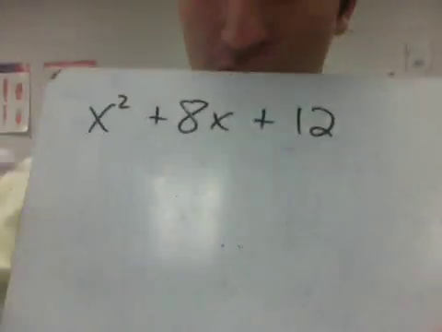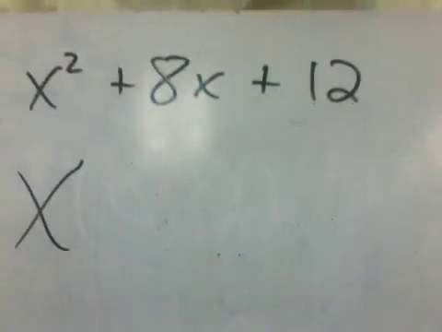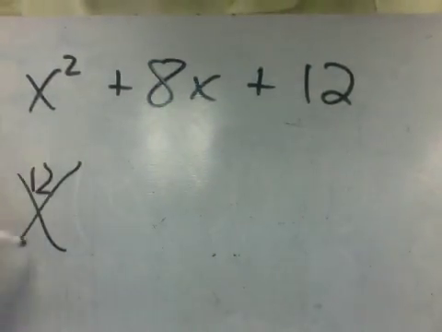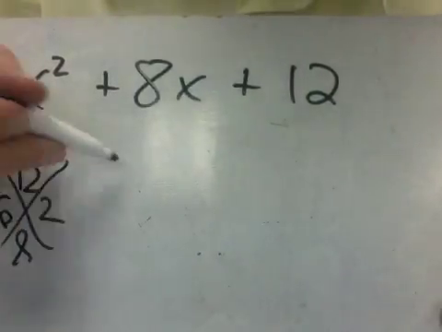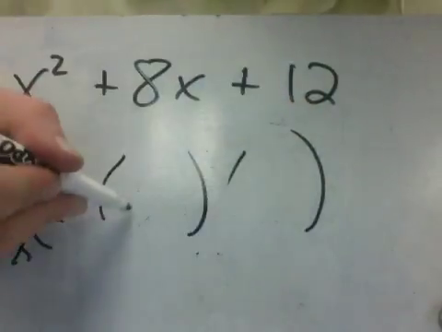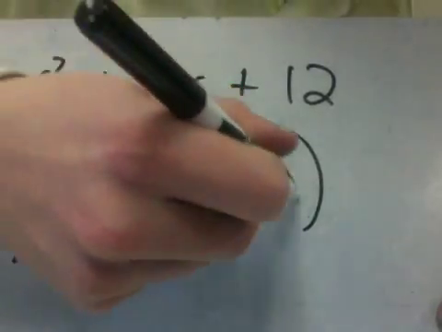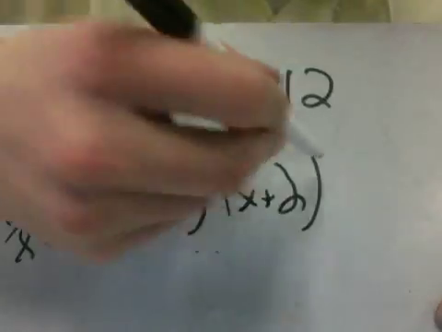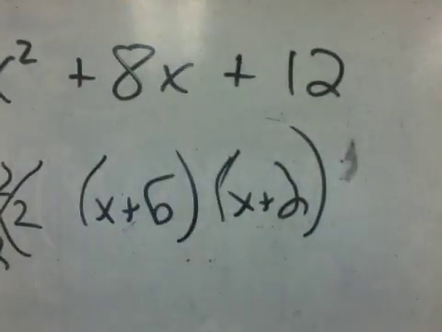And we could do that fast. I'm going to go fast. Do your x method. Multiplies to 12, adds up to 8. Numbers are 6 and 2. Shortcut, x plus 6 and x plus 2. Okay. I just factored it. Great.